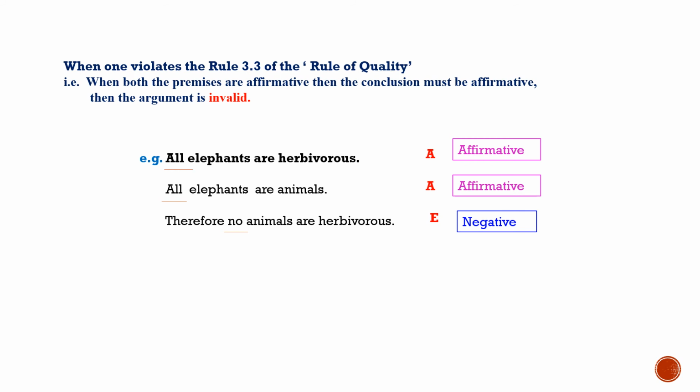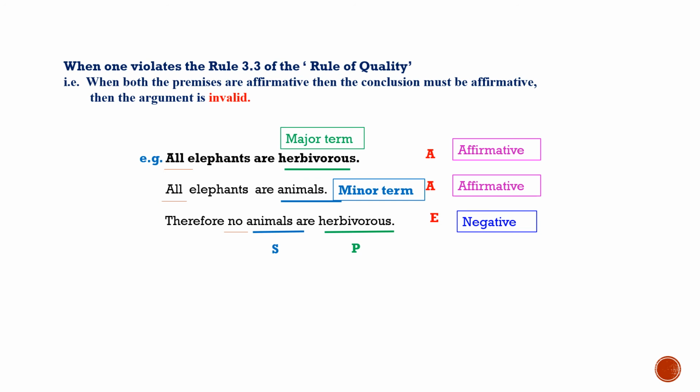Besides this, let us also check whether it commits other fallacies. Here, animals is the subject term of the conclusion. It is indicated by S. It lies in the second premise, which is the minor premise. And herbivorous is the predicate of the conclusion, which lies in the first premise, which is the major premise.